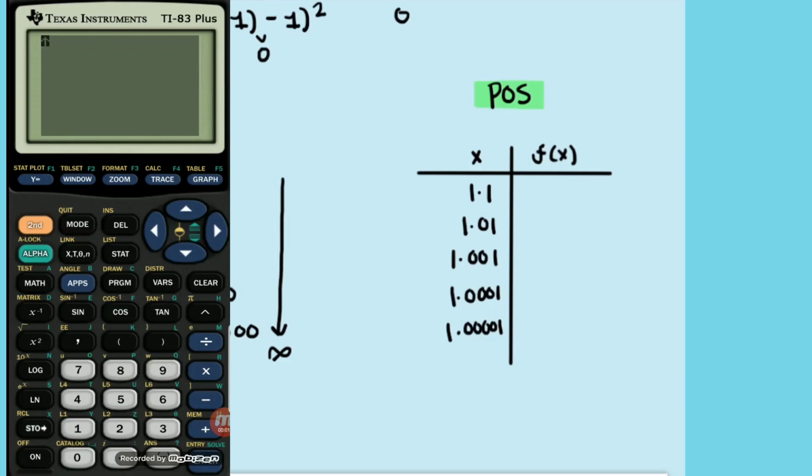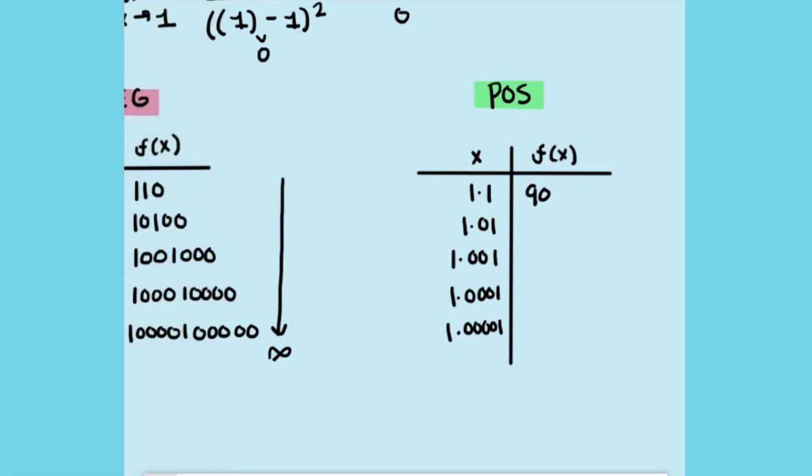So we're going to go back into second window, and we're going to enter all these values that fill up the table. So I'm going to do 1.1, and I do second graph, and I get 90 for the first one. So I'm just going to fill up this table, and once again, I'm going to fast forward this. So I'll see you in a bit.